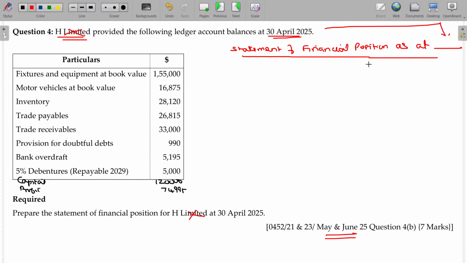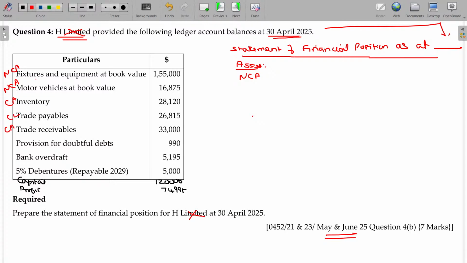So you have two predominant blocks, assets and, under that, non-current assets, and usually intangible assets are rare, so unless it is given you need not worry about that. And current assets, we will now mark them. Fixtures and equipment at book value, non-current assets. Motor vehicle at book value, non-current assets. Inventory, current assets. Trade payables, current liabilities.